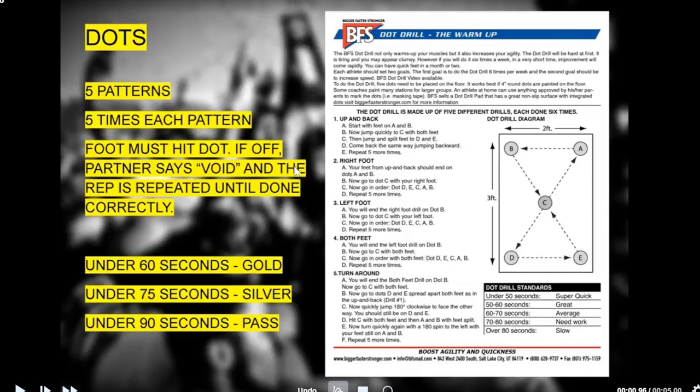The big thing is making sure that the feet hit the dots, all right? I love that it says under 50 seconds here, because when I would do this as a high schooler, if my foot hit here and my other foot hit here, nobody was calling me out that it didn't count. So everybody was getting under 50, just moving as fast as possible. And so when we do that, we'll be saying void. The times to beat are 60 seconds, 75 seconds, and 90 seconds.